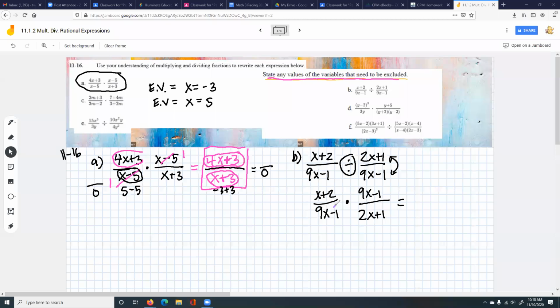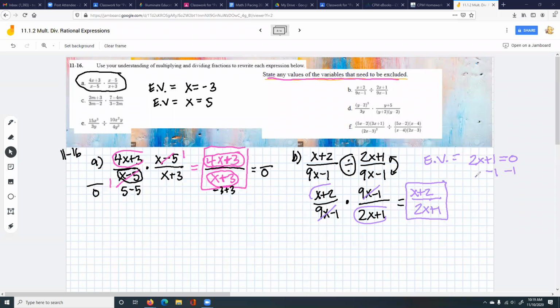And that makes the problem nice because look what ends up being the same, right? So the 9x minus 1s are the same, so we can cross cancel those, cross reduce. I cannot reduce these two because they're not the same. So we're going to just leave this, the numerator, x plus 2 over 2x plus 1. Can I reduce anything in this? Absolutely not. Do we have excluded values? Absolutely, because there's a denominator. How do you find the excluded value? You set the denominator, the 2x plus 1, equal to 0 to find what value will make it 0.